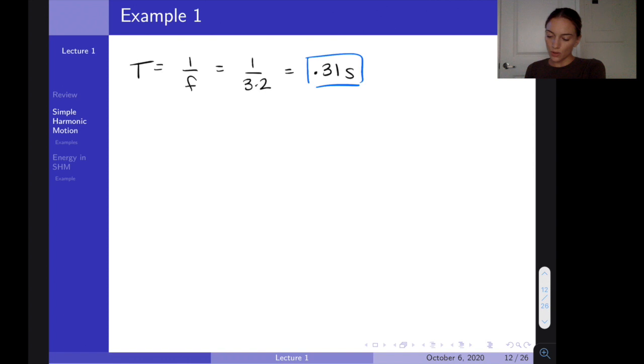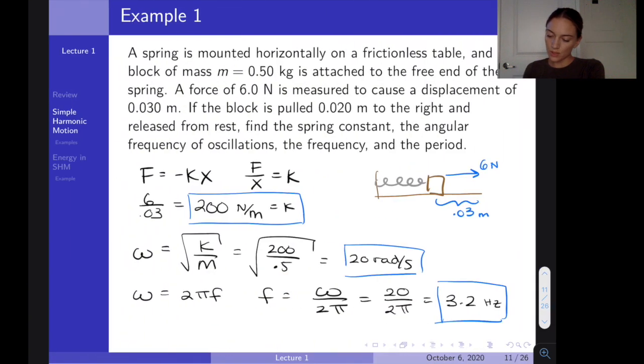Now it's interesting to note here that we didn't use this information at all. It told us how far the block was originally pulled out before it was released, and we didn't use that at all when we were finding the angular frequency, the frequency, or the period, right? We didn't plug 0.02 in anywhere. So what that means is that no matter how far you pulled out that spring or how not far you pulled it out, the frequency would be the same. It would oscillate with the exact same frequency no matter where you pulled it out to.